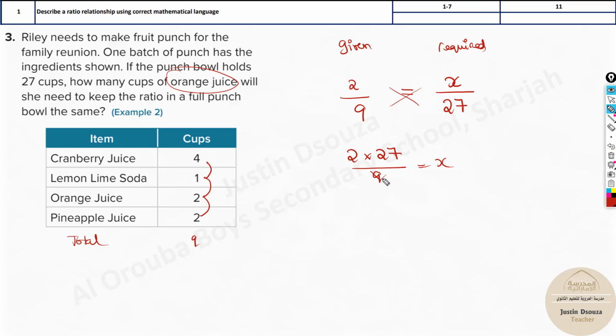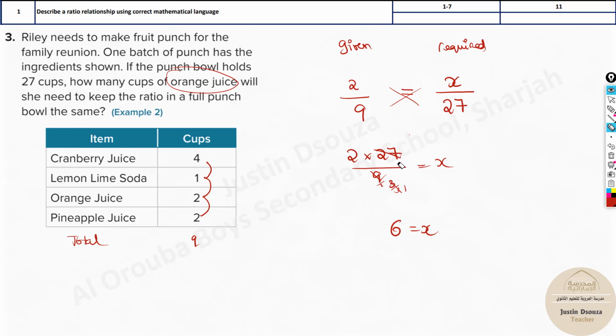3 how many times goes in 9? 3 three times. Then 3 nines are 27. So divide both by 3. You will get 3 and 9. Now again divide by 3. You will get 1 and 3. This is a bit longer, but the answer will be the same. 2 multiplied by 3 is equal to 6. That is the answer. You would need 6 cups of orange juice.